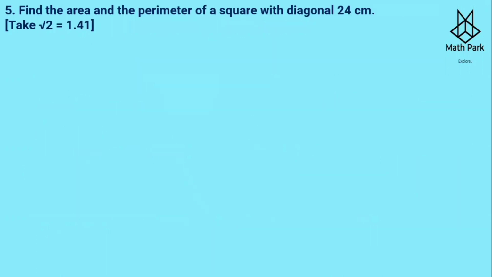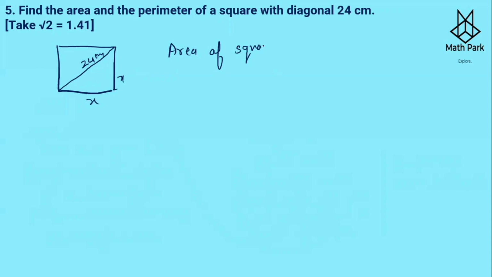Got it? Find the area and the perimeter of a square with diagonal 24 centimeter. So let us have a square and the diagonal of the square is given as 24 centimeter. So this is given as 24 centimeter. Let us take the sides to be x and x. Now you are asked to find the area. So area of a square is equal to x square, and let us use the Pythagoras theorem for this, since it is a right triangle and this is the diagonal.